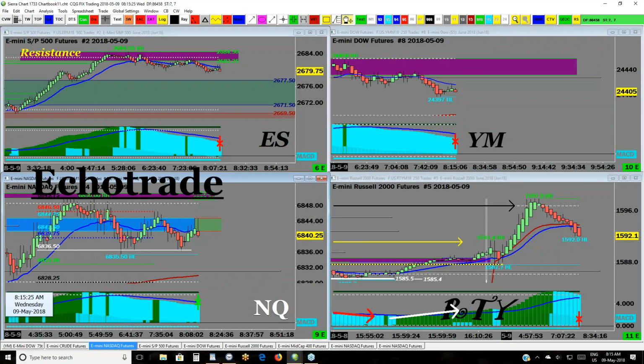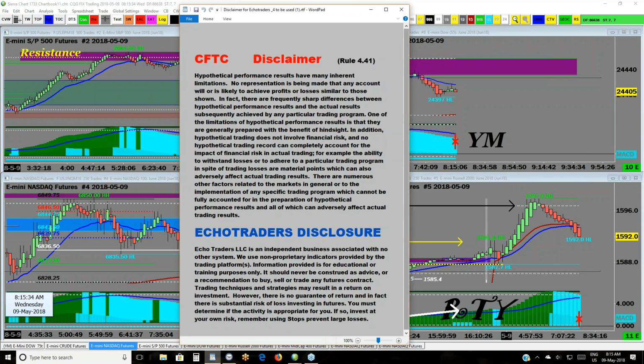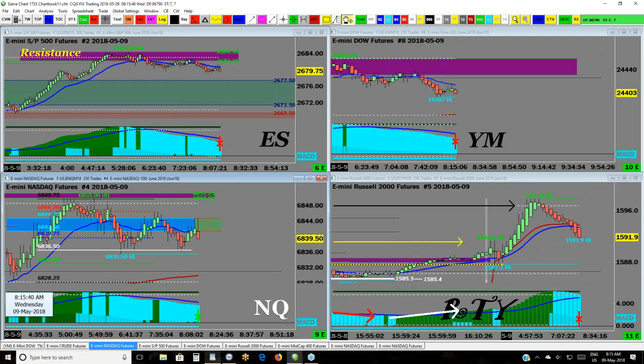Wednesday, May the 9th. Okay, on the NQ, we're looking for that 68.33 target. This market has come back up into that resistance area of 44.75, retested, and is dropping.